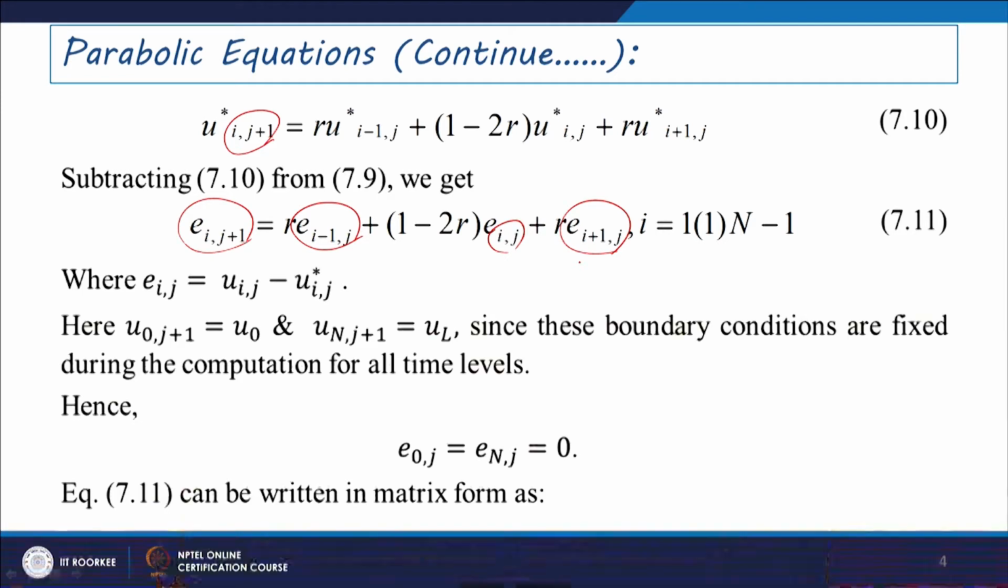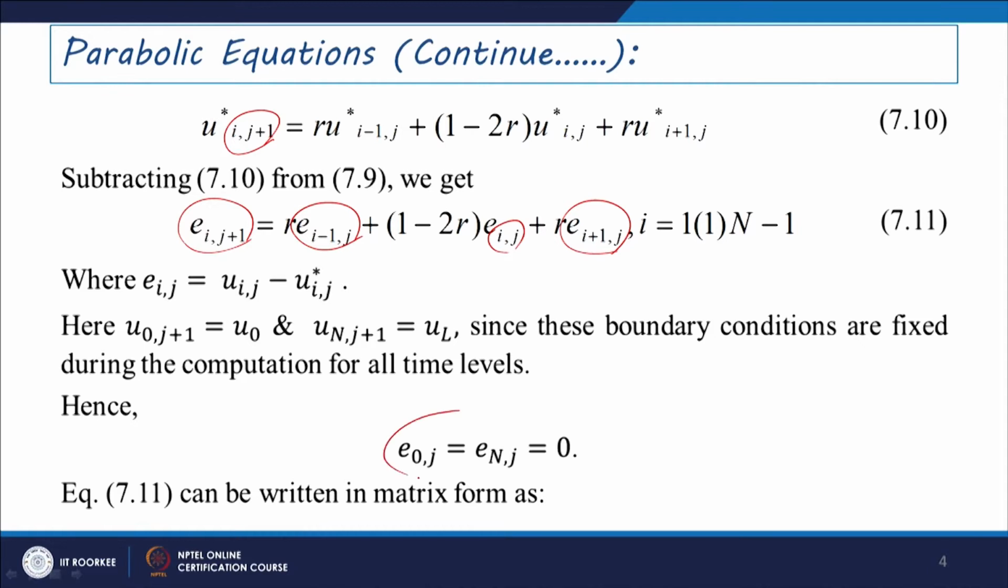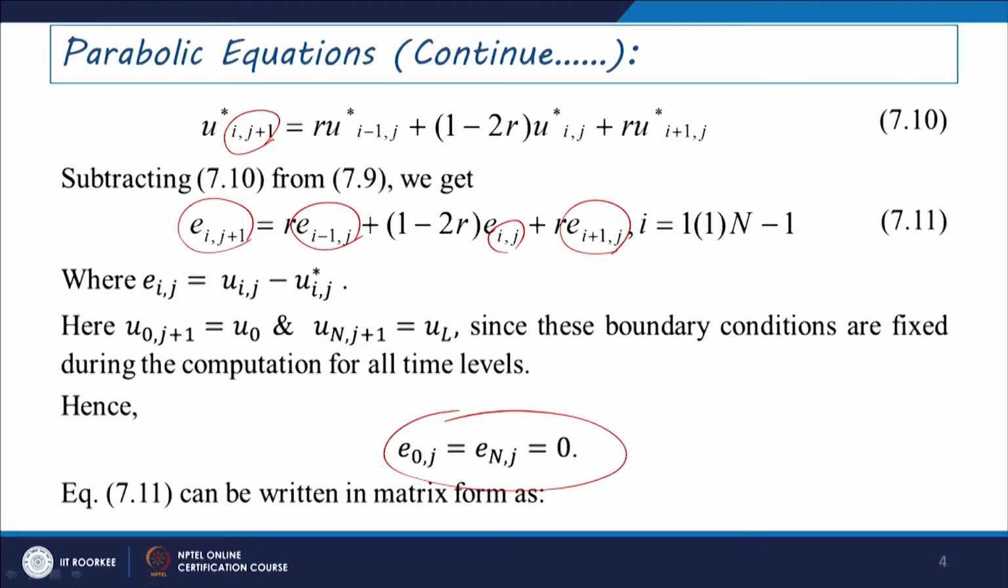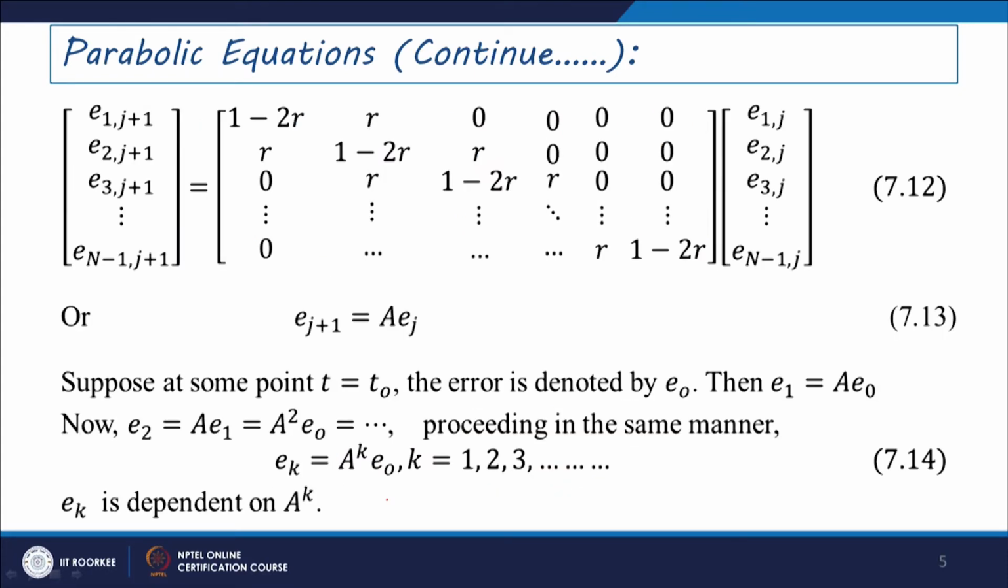So we cannot differ from these boundary condition values at any step of calculation. That is why we consider e 0 j and e n j equal to 0, since the error along the boundary is 0, as the values are provided exactly. If we write these error terms for each point from 1 to n minus 1, they can be represented in matrix form as e 1 j plus 1 to e n minus 1 j plus 1, since e 0 is fixed at 0 and e n is 0 as well.